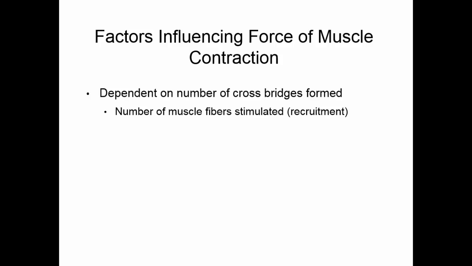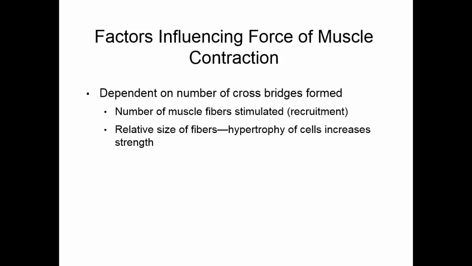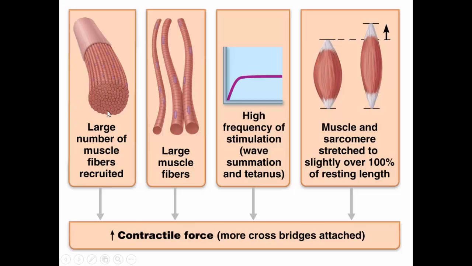Muscles don't always contract with the same force. The force of muscle contraction is dependent on the number of cross bridges we form in the muscle. This has to do with the number of fibers stimulated, that recruitment process, with the relative size of the fibers, and these cells can hypertrophy. They can increase in size and thus increase in strength. It's controlled by how often we stimulate the muscle to contract, and finally by the degree the muscle is stretched.